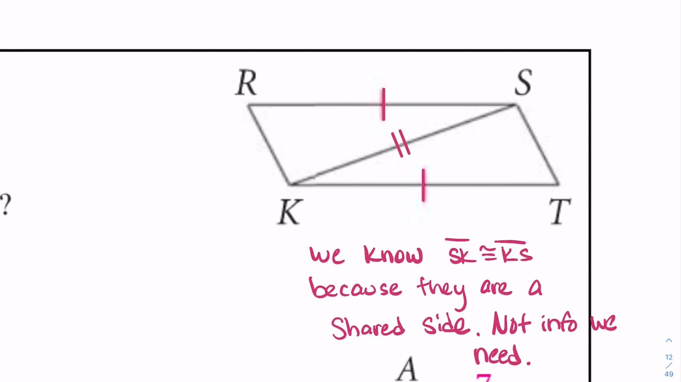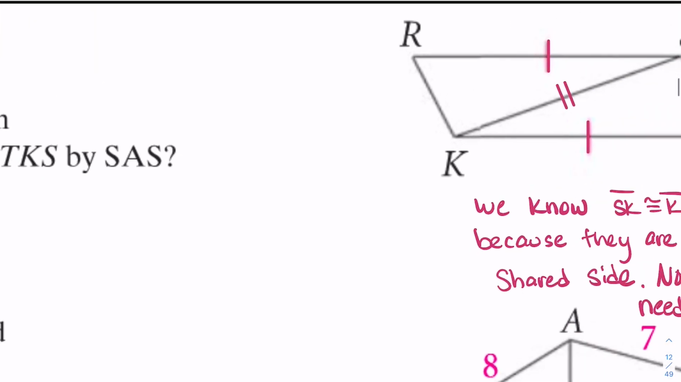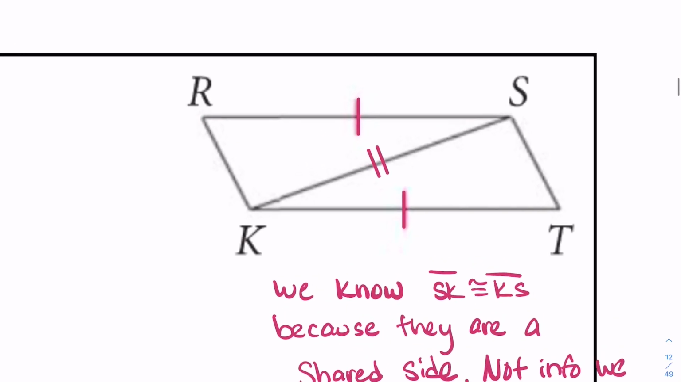So now we're going to look, how can they be congruent by side angle side? Well, here I see a side, and I see an angle, and I see a side, and I see an angle, and I see a side, and I see an angle. I have all this information, but how by side angle side would that be congruent?